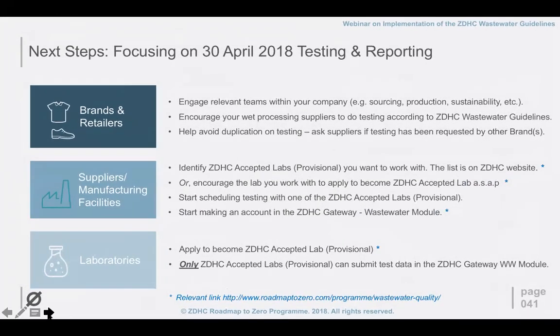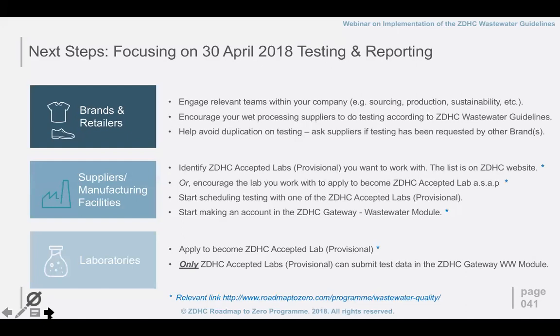So this is just a couple of practical next steps. One of the things that we want you to remember is that for now, everybody's focusing on meeting the 30th of April testing and reporting deadline. So let's focus on that. And there are a couple of tools and mechanisms that we provide, not only for the brands, but also for manufacturing facilities and for the labs, to make sure that everybody feels ready to do this testing and also reporting.